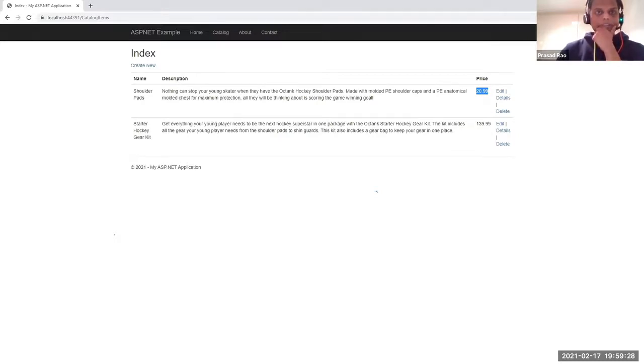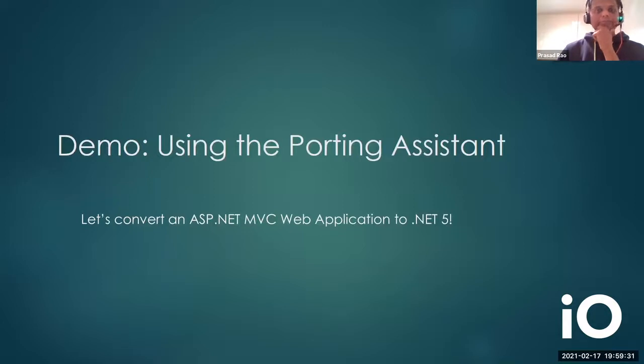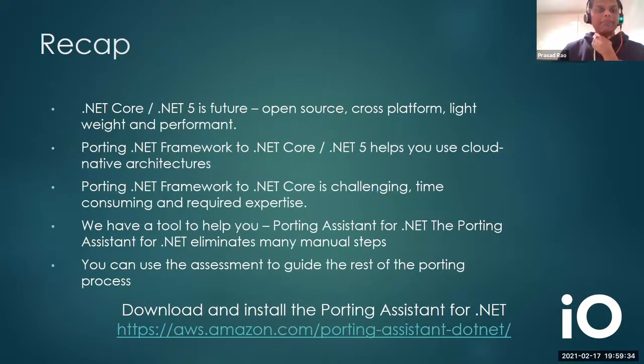Okay, so let me go ahead and run this. Yeah, from the recap perspective, .NET Core or .NET 5 is the future. It is open source, cross-platform, lightweight, and performant. And it also helps, if you port your .NET Framework application to .NET Core, to use cloud-native architectures. But the whole porting process is a bit hard. And to ease it out, we have this tool, which as you have seen, eliminates a lot of manual steps. It creates the csproj for you. It updates the namespaces. It shows exactly where the error could be for you so that you can assess it.